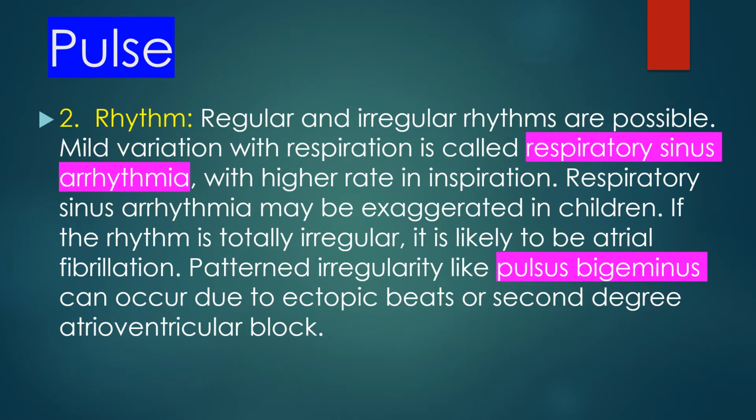2. Rhythm. Regular and irregular rhythms are possible. Mild variation with respiration is called respiratory sinus arrhythmia with higher rate in inspiration. Respiratory sinus arrhythmia may be exaggerated in children. If the rhythm is totally irregular, it is likely to be atrial fibrillation. Patterned irregularity like pulsus bigeminus can occur due to ectopic beats or second-degree atrioventricular block.